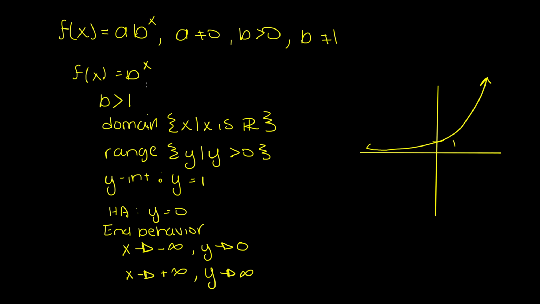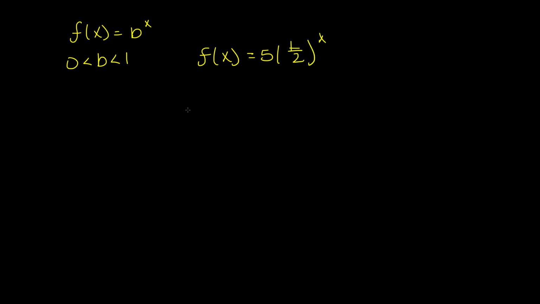Okay. So the second part of this is if f(x) is equal to b^x and b is less than 1 but greater than 0. So we're looking at fractions. Like the book itself uses 5 times (1/2)^x. And if I looked at what happens with (1/2)^x, we're going to start looking at the exponential properties.